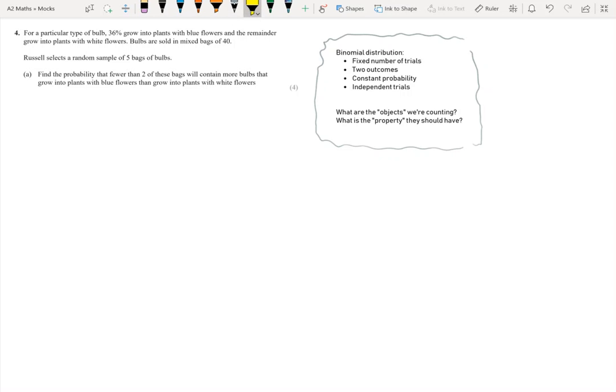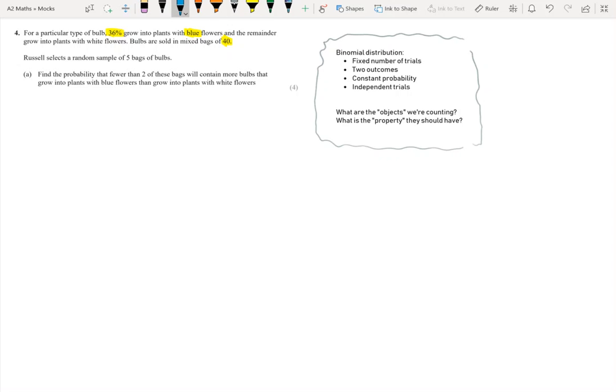So we're told for a particular type of bulb, 36% of these bulbs become blue flowers, and the rest are white. And bulbs are sold in a bag of 40. So at the moment that's talking about bulbs. There are 40 of them, and they're either blue or they're not blue. So that's ticking a lot of boxes for a binomial distribution. And in fact, we're going to write that one down before we do anything else.